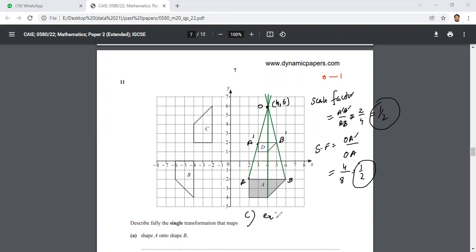It is an enlargement, and second, the center of enlargement is (4, 6), and lastly, the scale factor is 1/2. This is the answer of part C. I hope you understand. Now we move on to the next question.